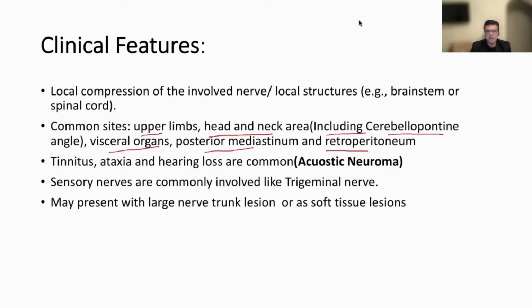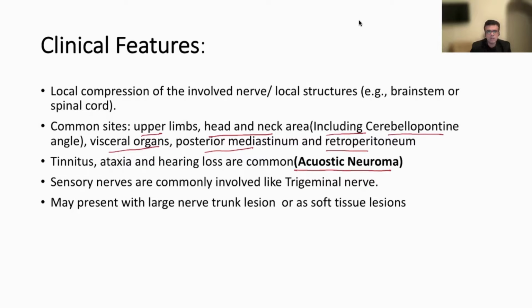And the CP angle tumor, the vestibular nerve affecting tumor, has typical characteristic features, that is tinnitus, ataxia, and hearing loss. So the constellation of all these features with the vestibular schwannoma is known as acoustic neuroma. So acoustic neuroma is a form of schwannoma which arises over the CP angle. It is also called a vestibular schwannoma, and it causes tinnitus, ataxia, and hearing loss.